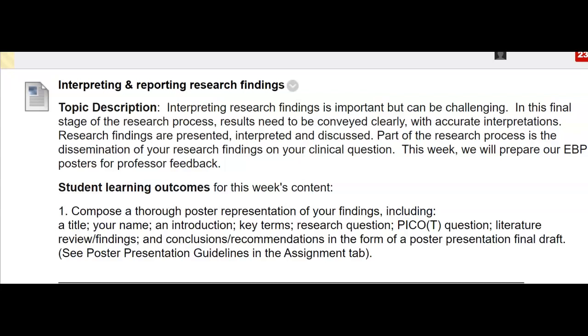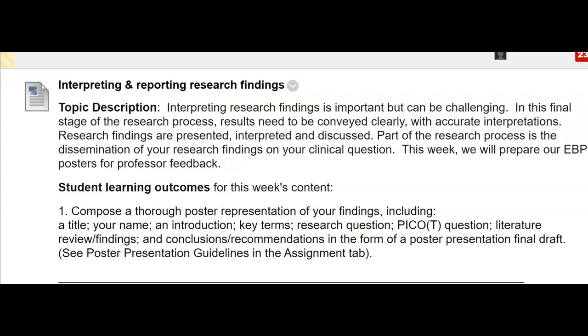We're on to learning unit number 12. And this is a learning unit where you really are putting everything together. So let me explain that. In this learning unit, we're talking about both interpreting and then reporting research findings. And that is chapter 14 of your text.